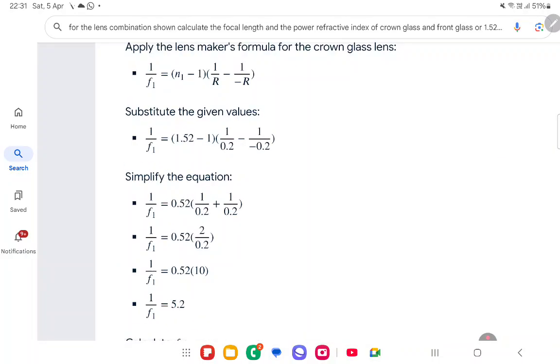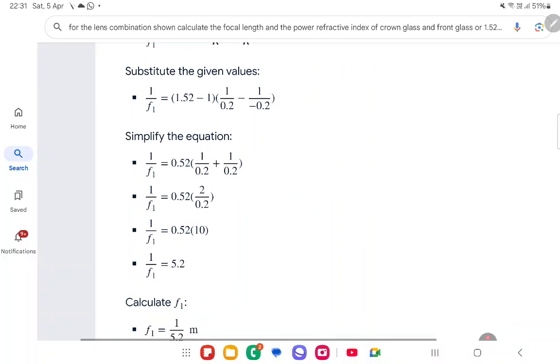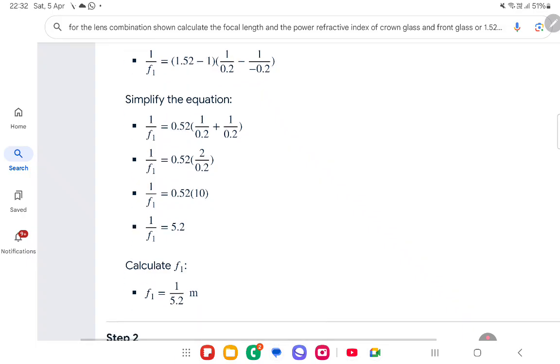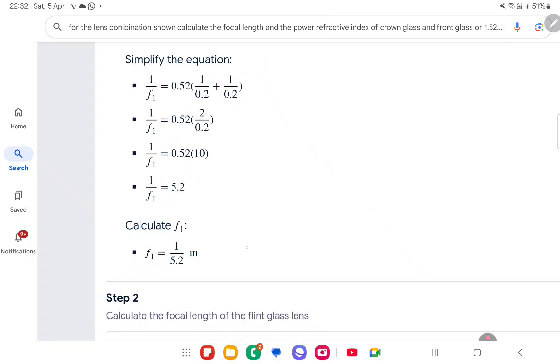For the first lens, the right side R is positive, and the left side R is negative for a convex lens. So then you get it like this. It will be 2 by R. The refractive index of crown glass is 1.52, minus 1, which is the refractive index of air. So using the crown glass formula, you get the focal length to be 1 by 5.2 meters.